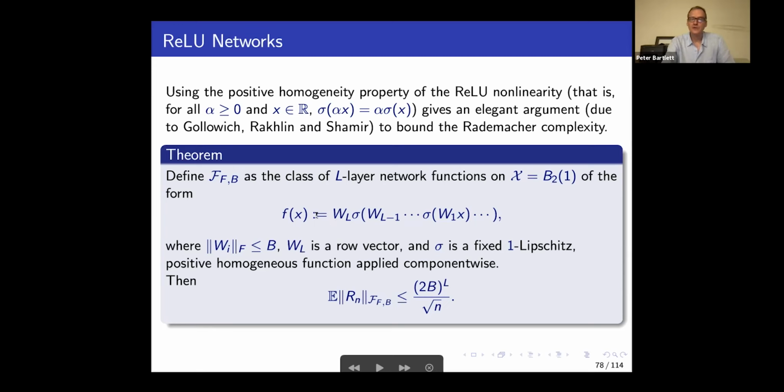Of course, we want a real valued output, so this is the row vector. And I've said sigma is a fixed one-Lipschitz positive homogeneous function, essentially a ReLU, or some sort of leaky ReLU. It doesn't allow any more freedom than that. So think ReLU for sigma. And the result is that the Rademacher complexity is like 2B to the depth L, the number of layers L, divided by the square root of n.